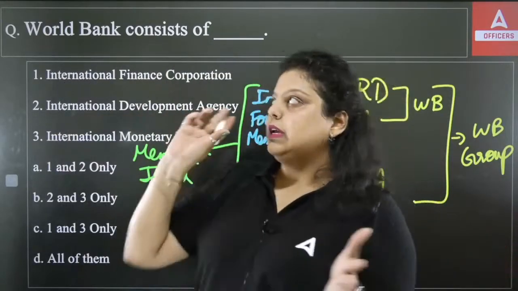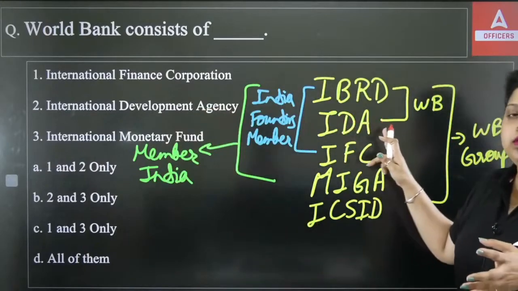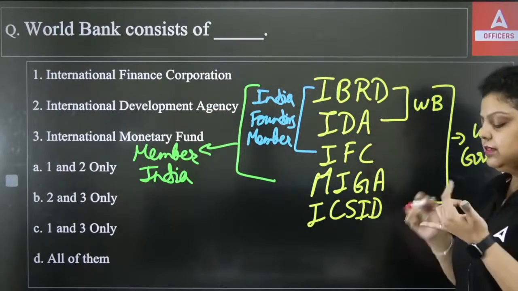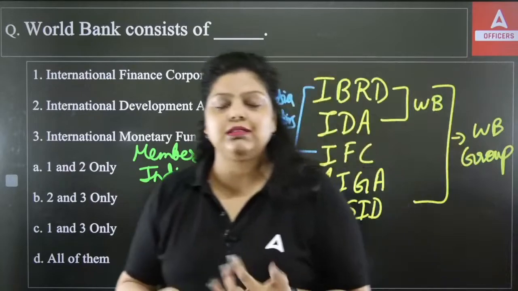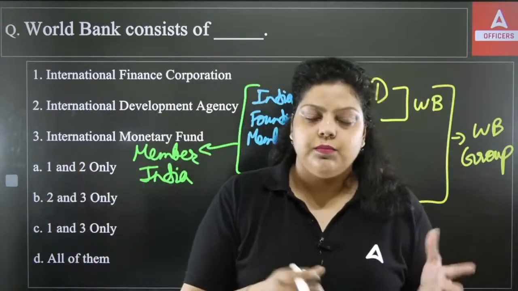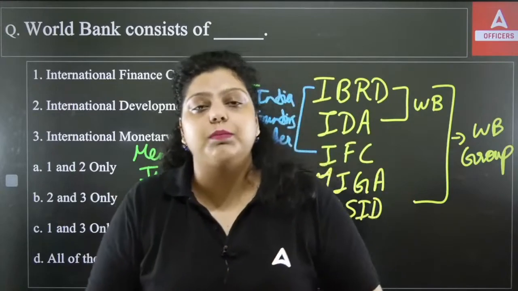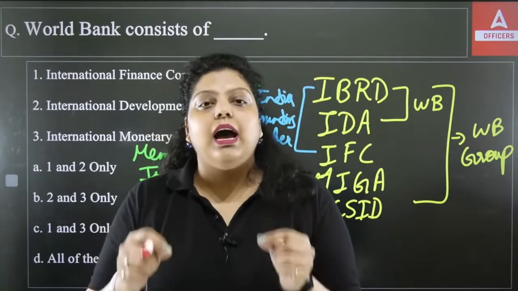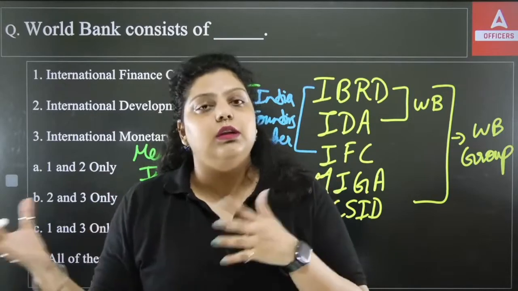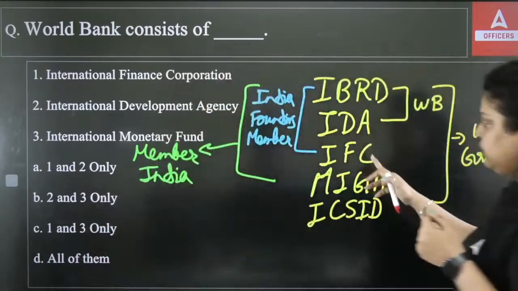develop the country. IDA is the soft loan window of World Bank because it provides loans to the member countries at a nominal rate of interest, plus for a higher period of time. Apart from that, it gives loans to the public sector undertakings of the country. And it also gives you a grace period to return the loan. So that's why it is known as the soft loan window.